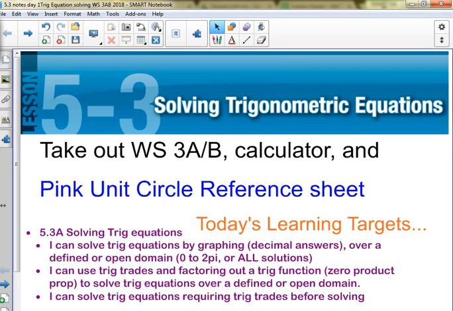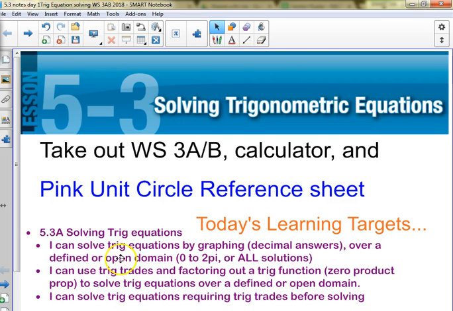So 5.3 is solving trig equations. I warned you at the beginning of the week, this is a big deal, okay? The verifying and simplifying stuff, while it's a big deal that you are successful at it, this is a skill you will use a lot next year and beyond, okay? So solving trig equations, you just have to learn to treat sine or cosine or tangent like an x, okay? And solve an equation.